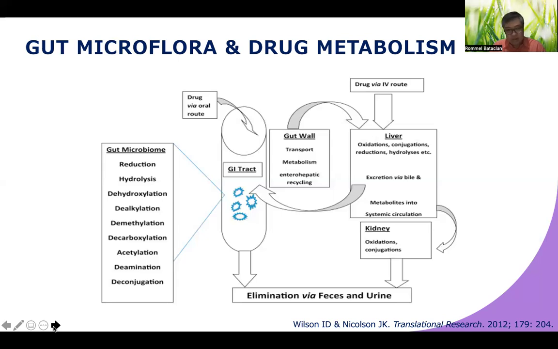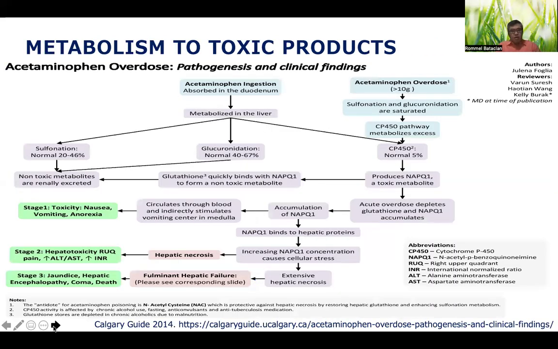However, there are also certain diseases in the gastrointestinal tract, such as inflammatory bowel disease, irritable bowel syndrome. It also affects the composition of the gut microflora and, of course, the ability to absorb. So therefore, the efficacy of the drug can also be affected if there are disease states in the gastrointestinal tract, affecting not only the absorption and eventual distribution of the drug to the body, but also the metabolism of these drugs as well.